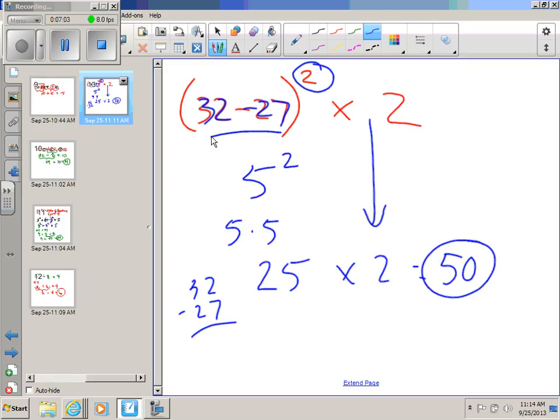32 minus 27 is 5. We're going to have big problems if we can't get that straight. We got to get right what we're supposed to get right. Yes, ma'am. You want homework?